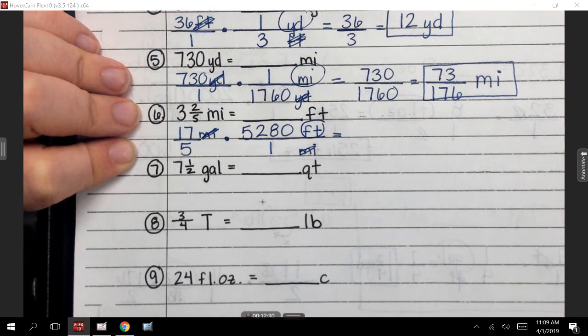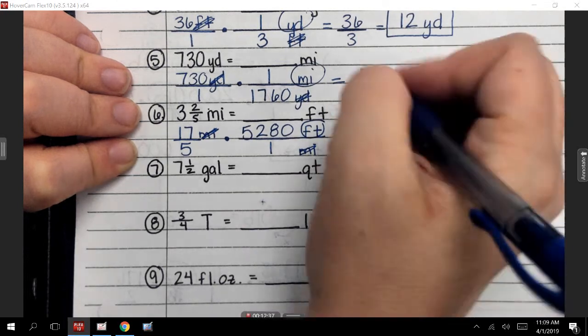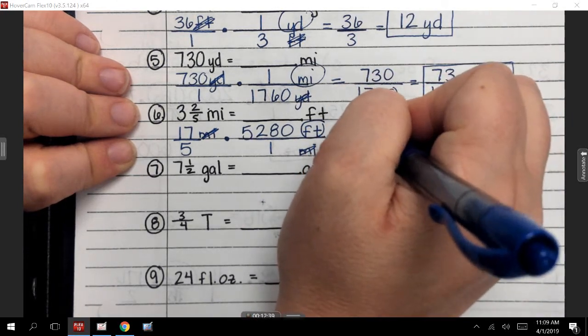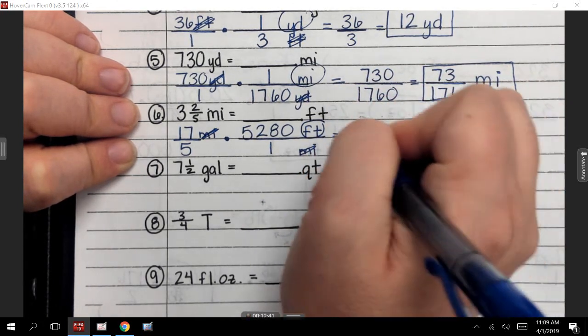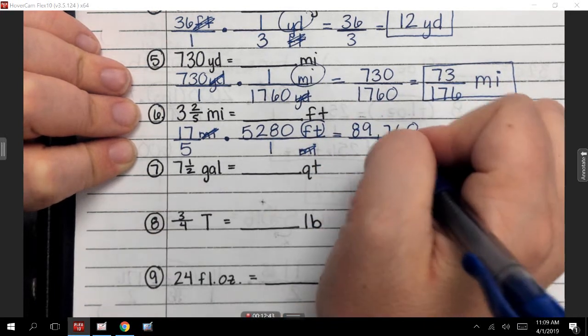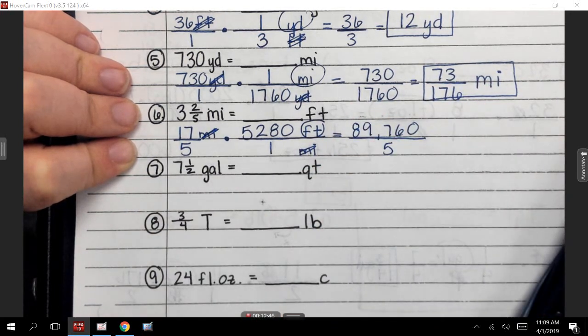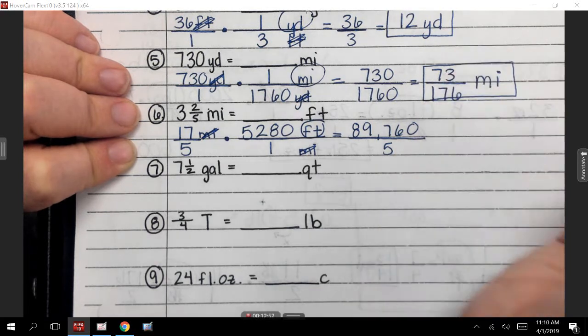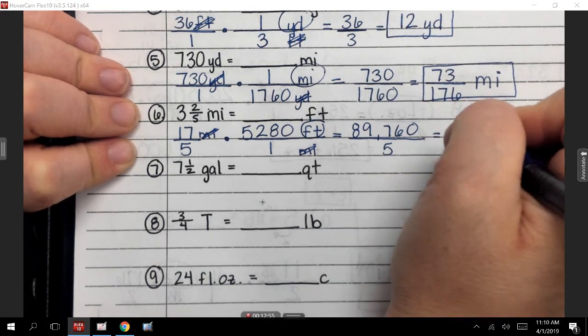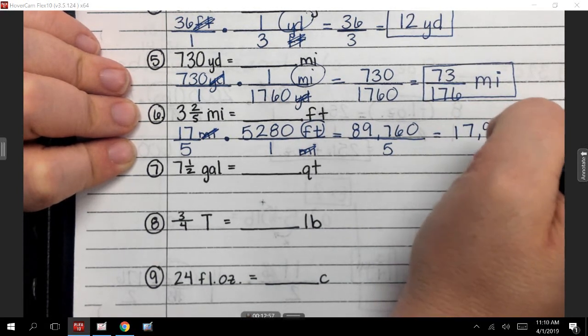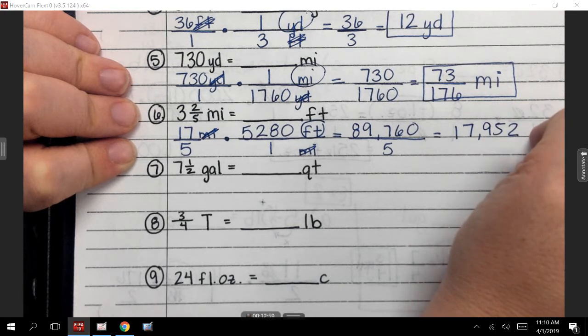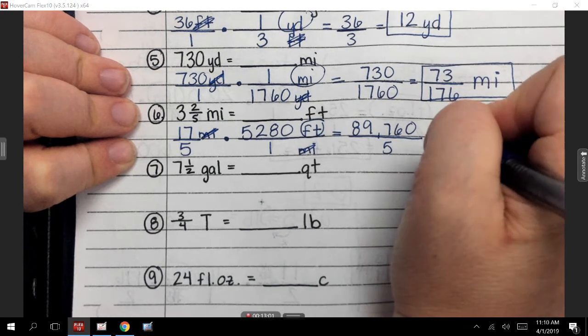So I have 17 times 5,280, which gives me 89,760 over 5. So I'm going to type that in, 89,760, fraction button 5. When I push enter, what do I get as my answer there? 17,952. 17,952 what? Feet. Excellent job.